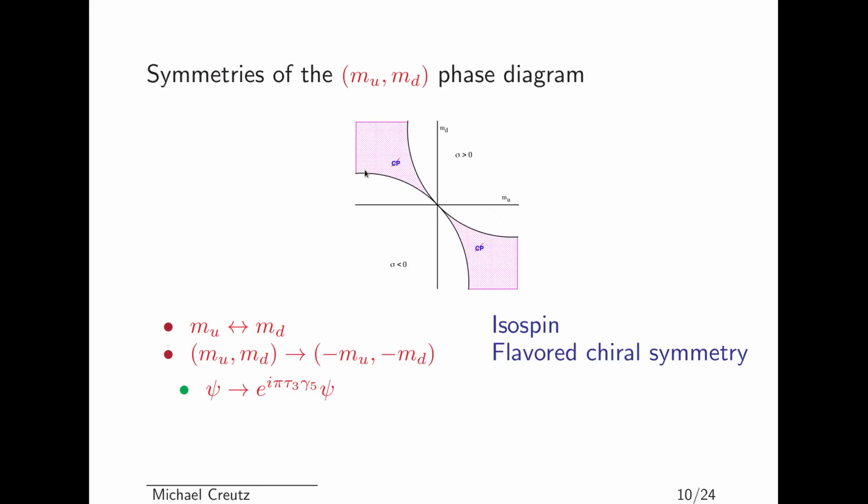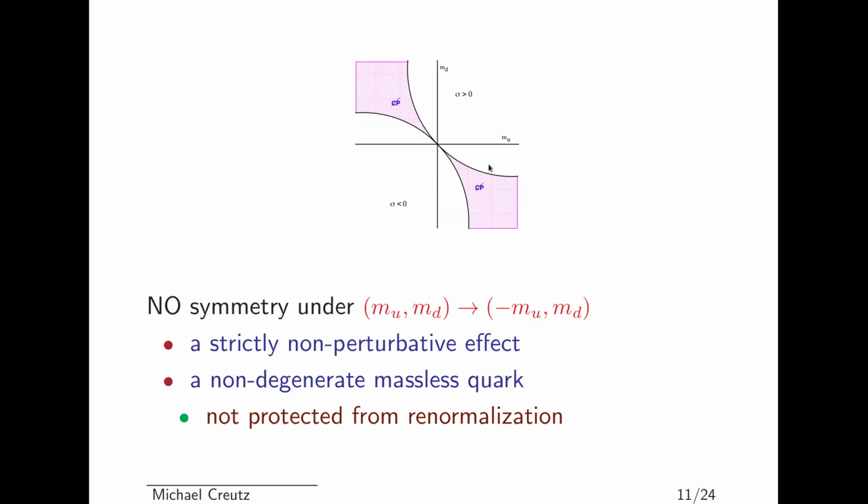Okay, so it's interesting to look at the symmetries of this diagram. First of all, I can interchange the up and the down quark. That's just isospin symmetry. So I'm symmetric about a 45-degree axis here. I can flip the signs of both masses. That's a flavored chiral symmetry generated by the tau 3. And that takes this side of the diagram and turns it into that side of the diagram. And so there's again a diagonal, which is symmetry here. But that's all the symmetries this diagram has.